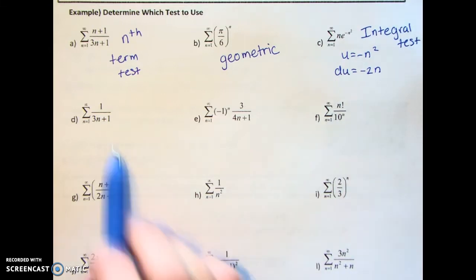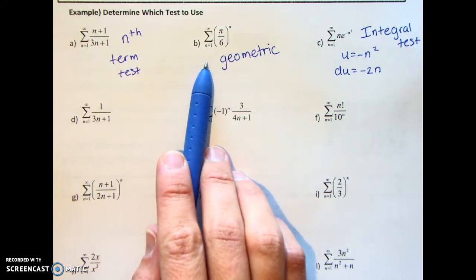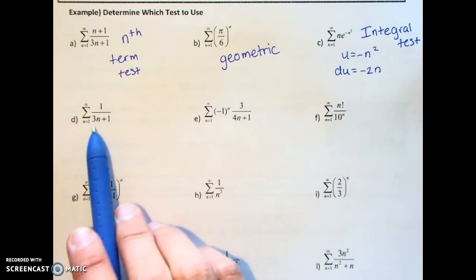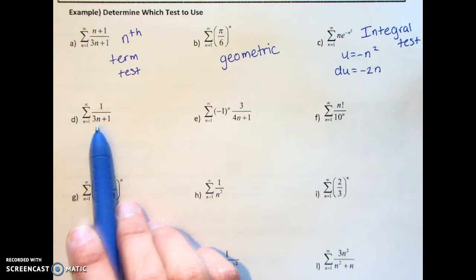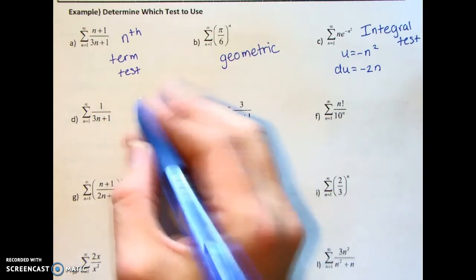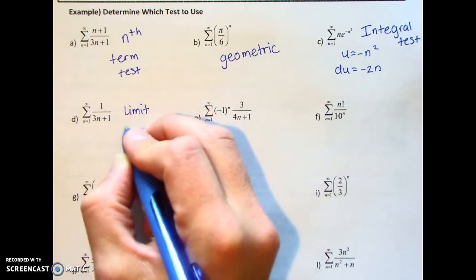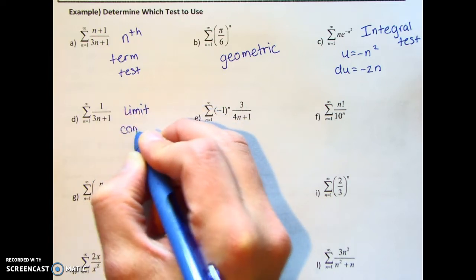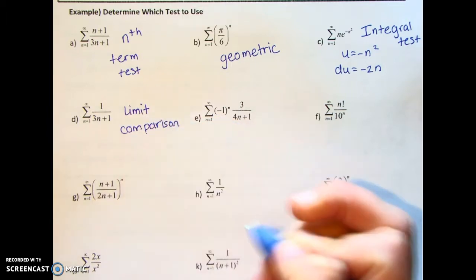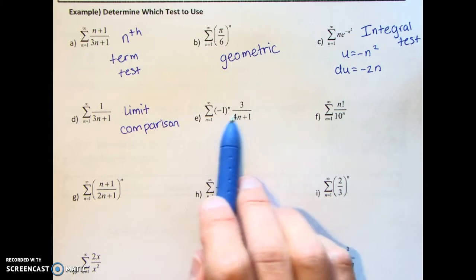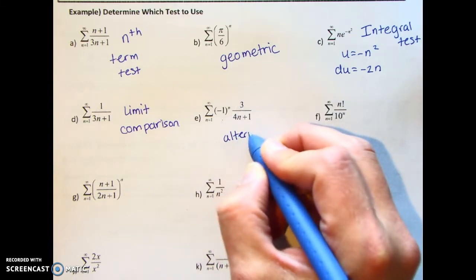All right, this one, it's not a geometric. We could integrate it, so you could use the integral test. It does closely relate to 1 over n, which is the harmonic series. So you can try the limit comparison test on this one, or the integral test, actually. There's more than one right answer. Okay, which one's this? What does this tell you? This is an alternating series test.